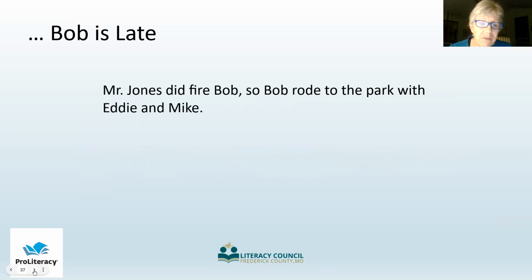Mr. Jones did fire Bob, so Bob went to the park with his Eddie and Mike. So after reading this last paragraph, I would think to myself, Bob really did get fired. This is what happens when someone is late for work too many times. But I still think this is maybe an extreme reaction. It's likely there are other causes as well.